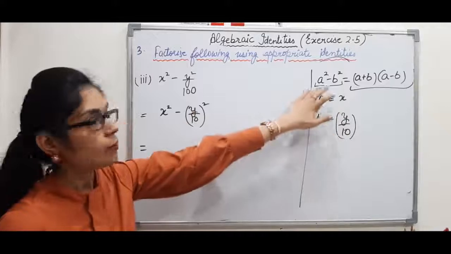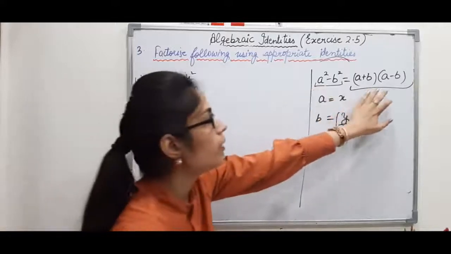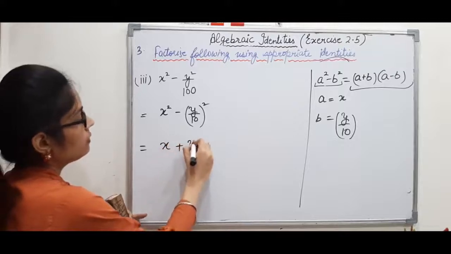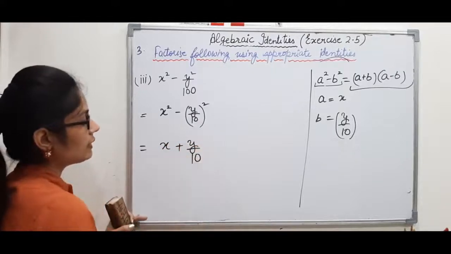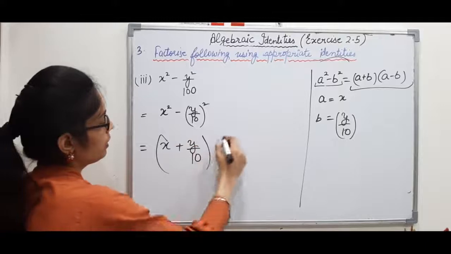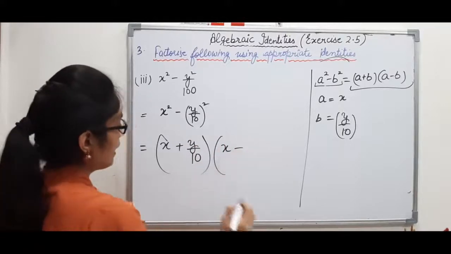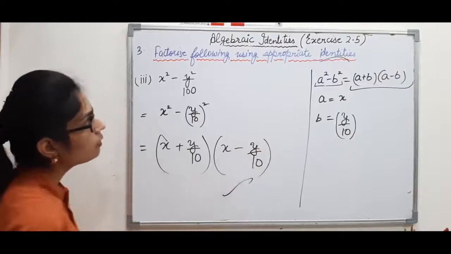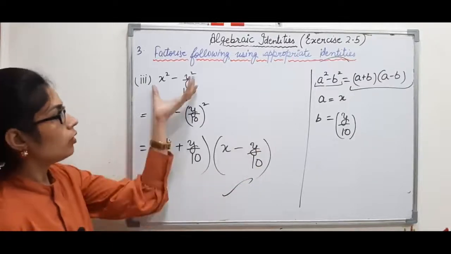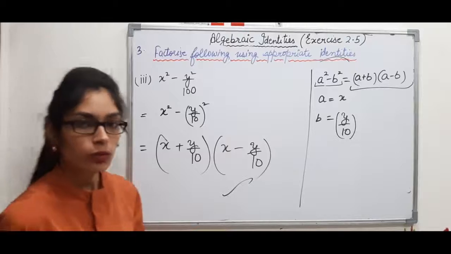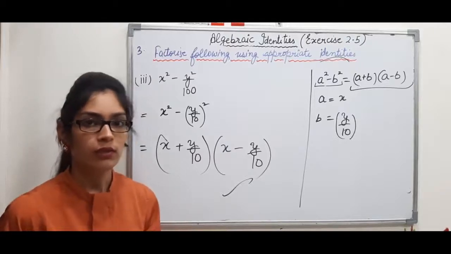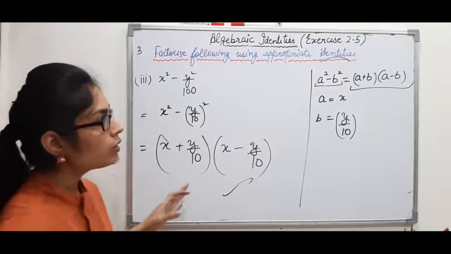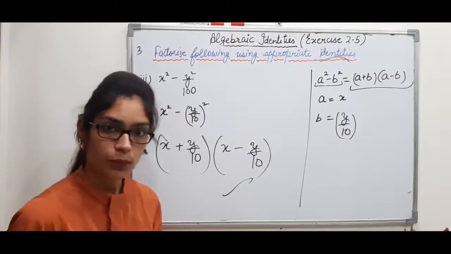So we can just use this form, because this form is already given to us. A plus b, which means x plus y by 10, and a minus b, which will be x minus y by 10. So this is the factorization of this term. Once you practice more questions, you will know all the identities by heart. No need to cram, you just have to practice more and more questions.